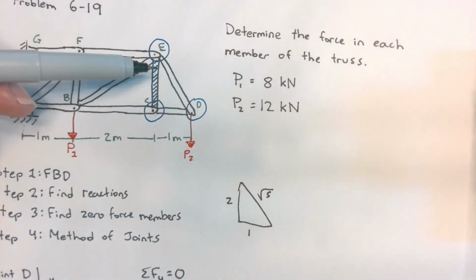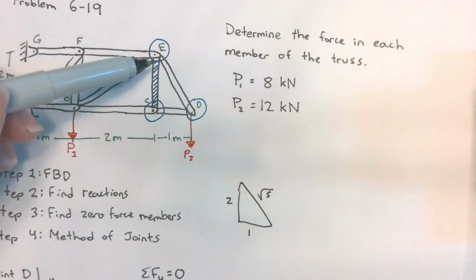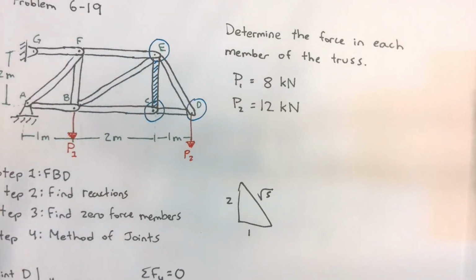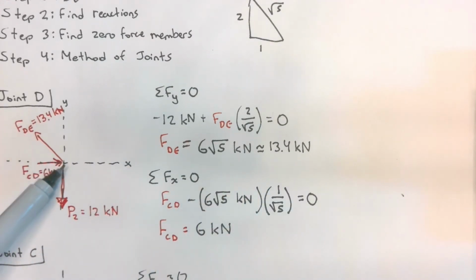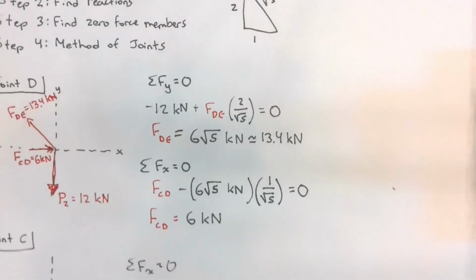And in joint E, let's see what I have. Got my X and Y axis. Based on this image, we already determined that this was a zero force member, so we don't have to worry about it, but we do have a force from D to E. We already calculated that force here. Force from D to E was 13.4 kilonewtons in tension. So if it's in tension in D, it also has to be in tension in E. So those 13.4 kilonewtons will be pulling away from the joint.